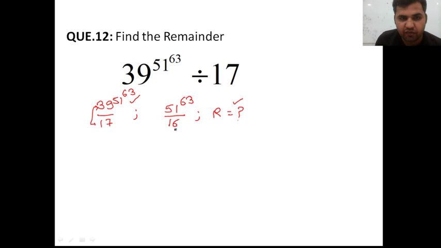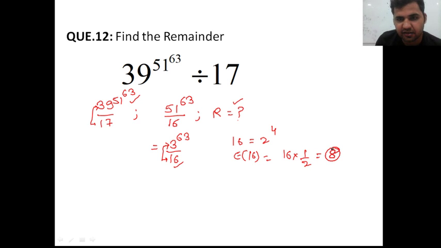Okay. So now 51 divided by 16 will give you a remainder of 3, so you can write it down as 3 power 63. Rajan, 14 is also a wrong answer. So now 3 power 63. Here you can again apply the Euler remainder theorem, because 3 and 16 are co-prime with each other. And what is the Euler number of 16? 16 can be factorized as 2 power 4. So the Euler number of 16 will be 16 into 1 minus 1 by 2, that is 8.